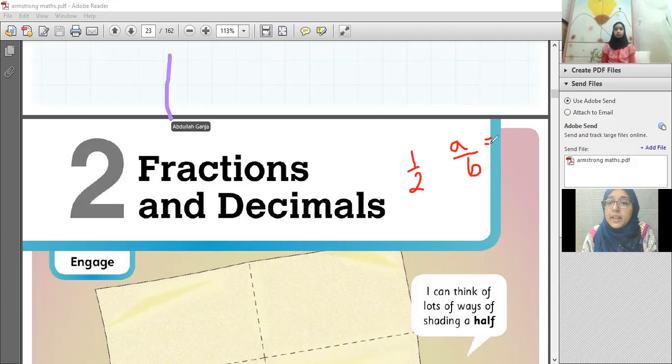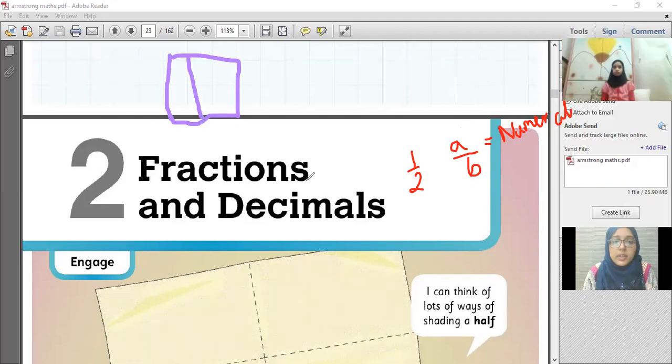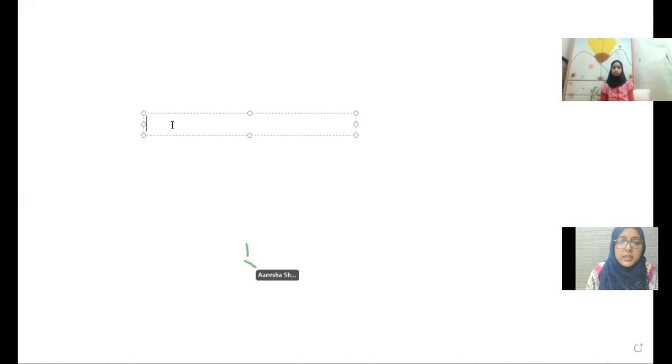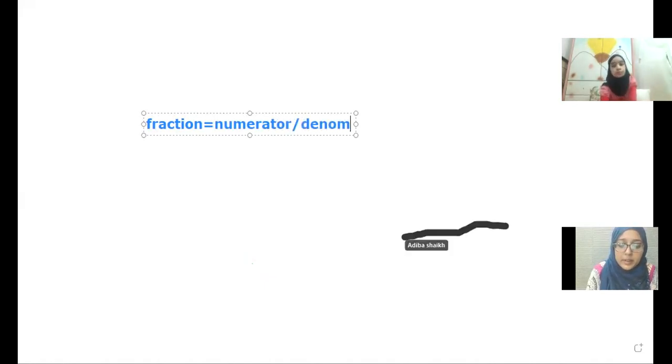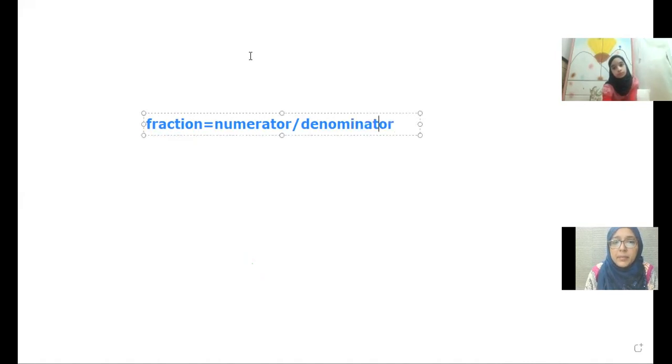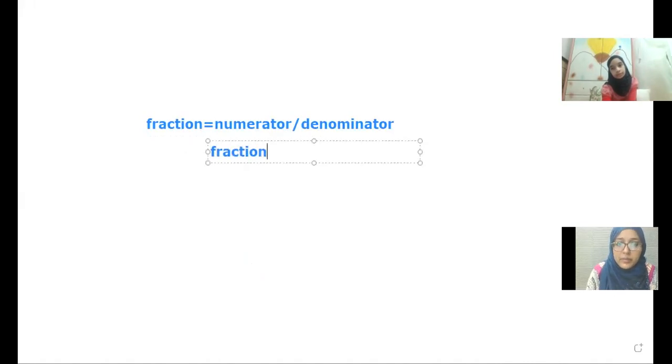Any number in the form of A upon B, where A is your numerator. What is the spelling of numerator? Fractions are like 1 by 4, 1 by 3. Fraction equals numerator upon denominator. Any number which is in the form of A by B. Yes, we will do equivalent fractions. A upon B.